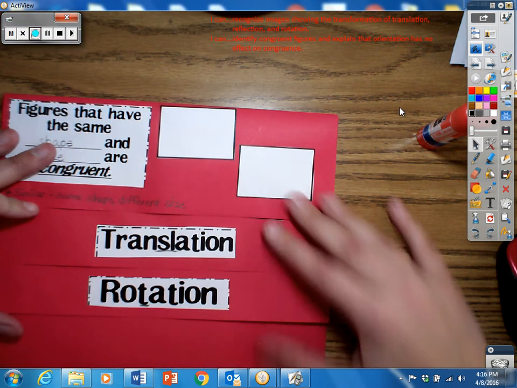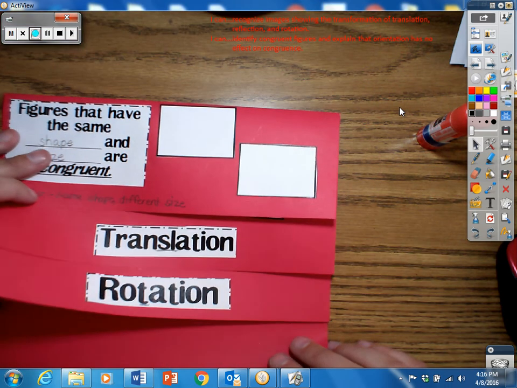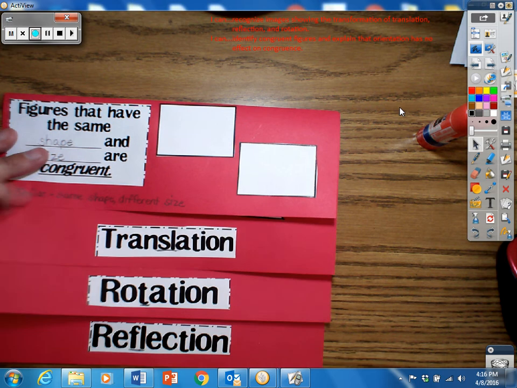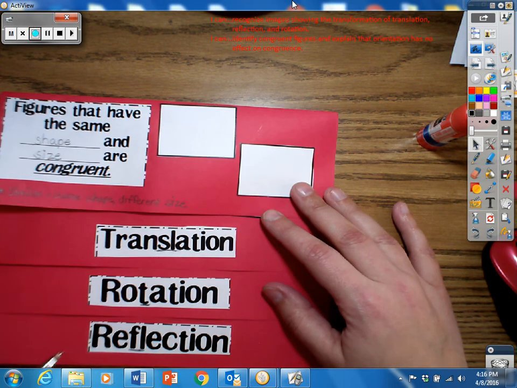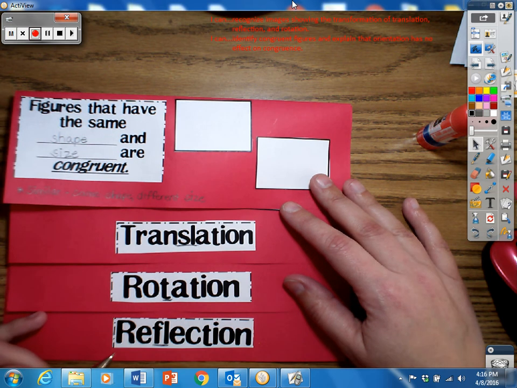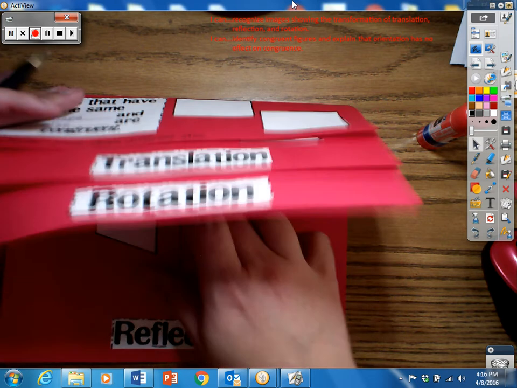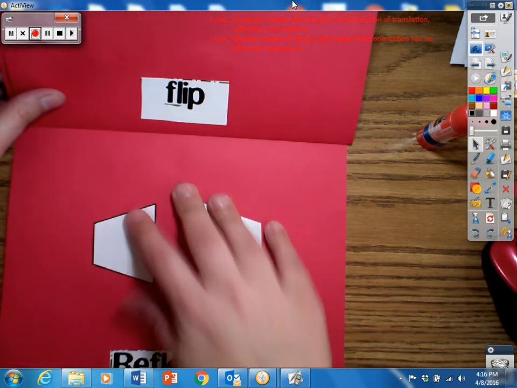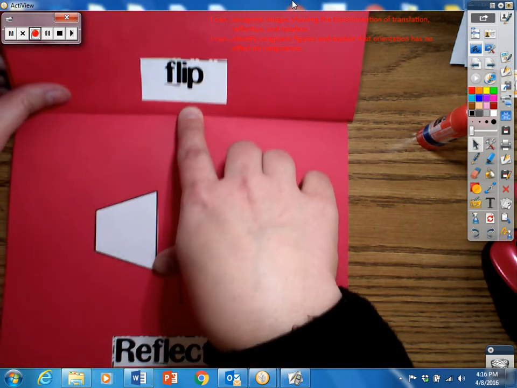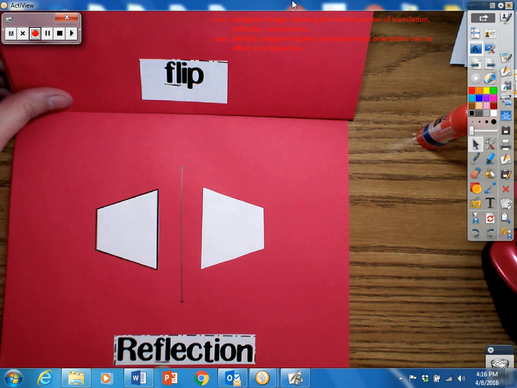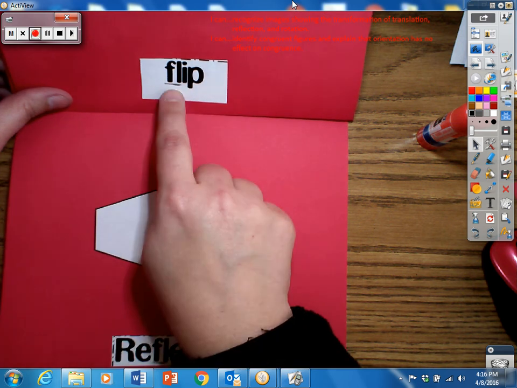Our final transformation is a reflection. Please go ahead and glue down the word reflection right here at the bottom flat. Reflection is another word for a flip, and glue your flip at the top. If you notice, reflection has an FL, and so does the word flip.